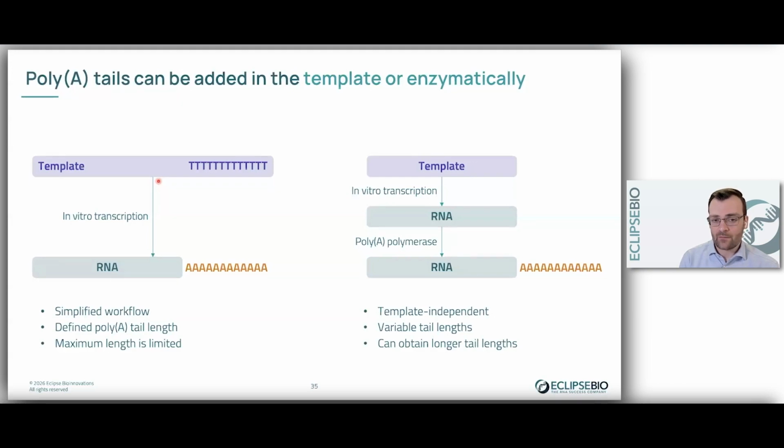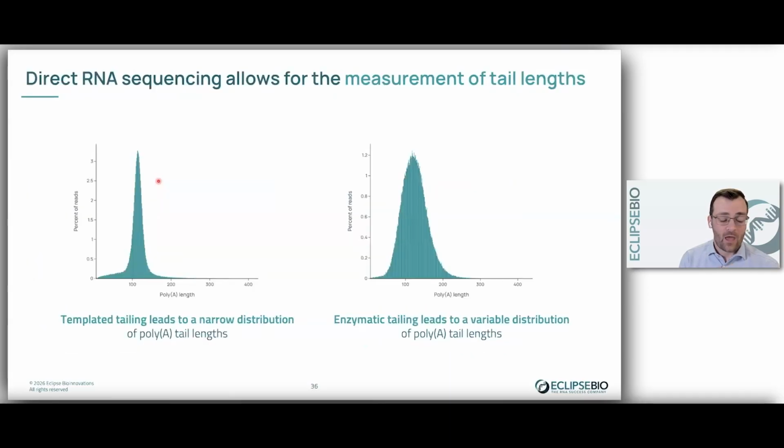With nanopore sequencing, as it's going through the pore, we can directly look at the length of the tail by reading these adenosines at the end. And we can see the difference between templated tailing and enzymatic tailing. So on the left, I'm showing a distribution of poly A tail lengths on a templated. So it's set to be that there should be 120 nucleotide long tails. And we do see a very tight distribution centered at 120.